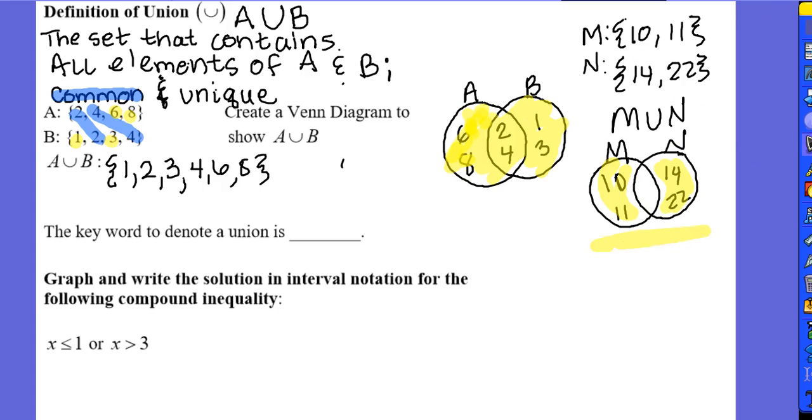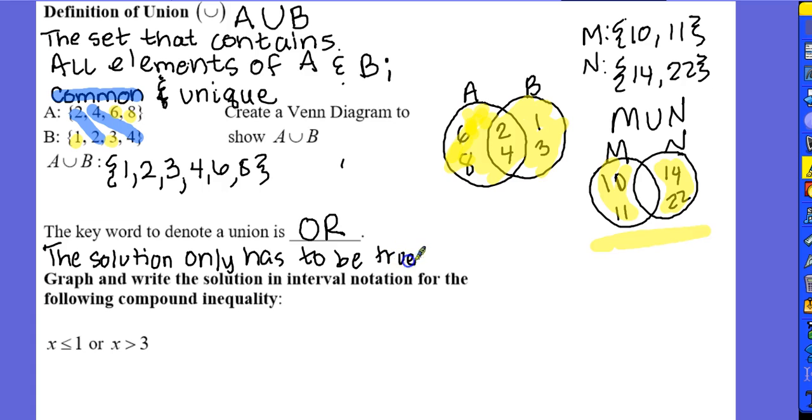Okay? Don't go to sleep. All right. So bringing it back. The key word to denote a union is the word or. Or means that the final solution only has to be true for one of the inequalities. It doesn't have to be true for both. It's one or the other or both, but it only has to be true for one.